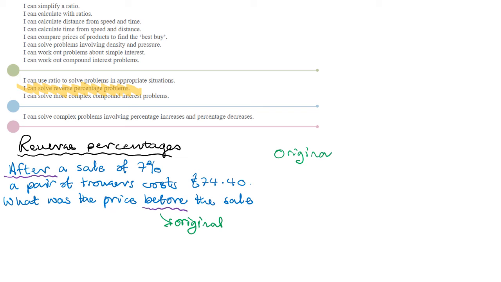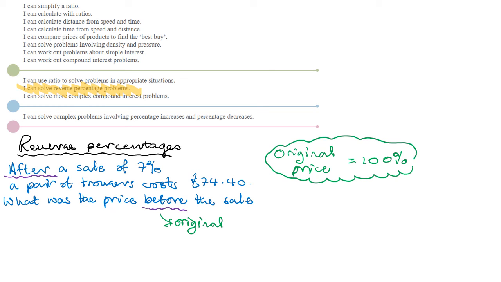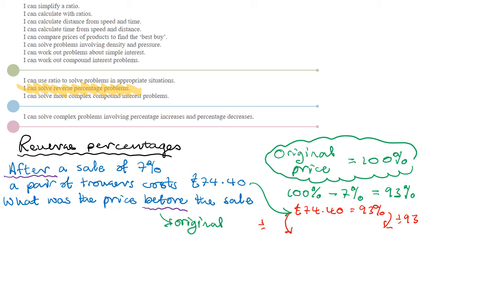We're going to call the original price, which we're trying to find, 100%. So this is the method, and we always do that. Call the original price 100%. Now, if the original price is 100% and in the sale 7% was taken off, we're now at 93%. So we're going to call this £74.40 93%. So £74.40 equals 93%. Then we're going to divide by 93 to work out what 1% is. So divide by 93, divide by 93.